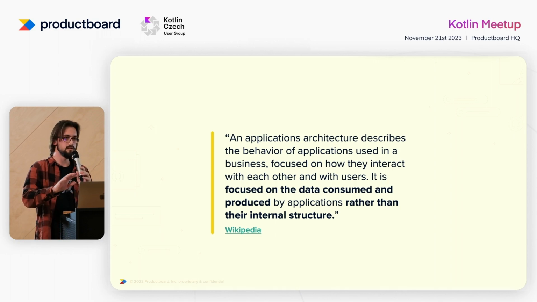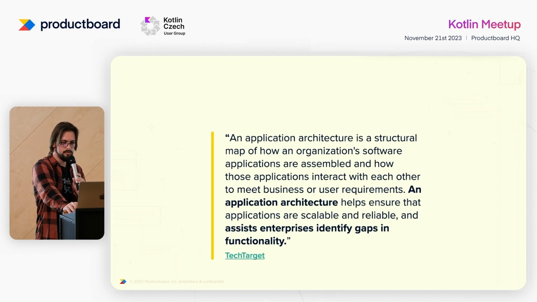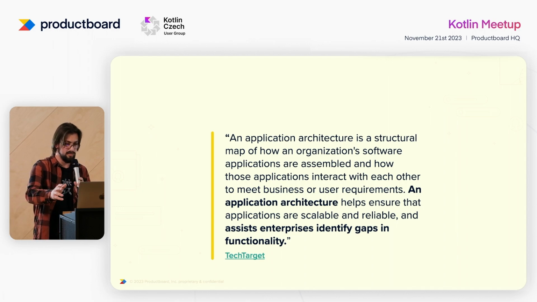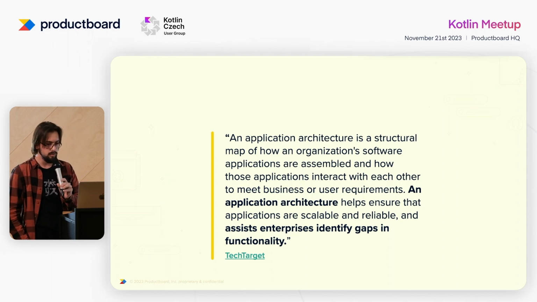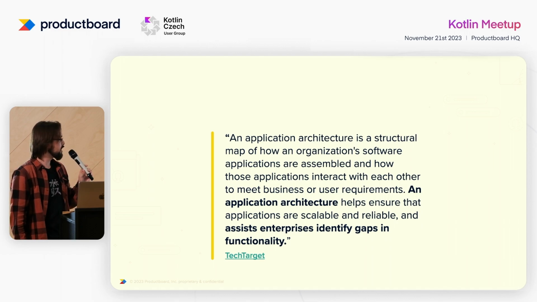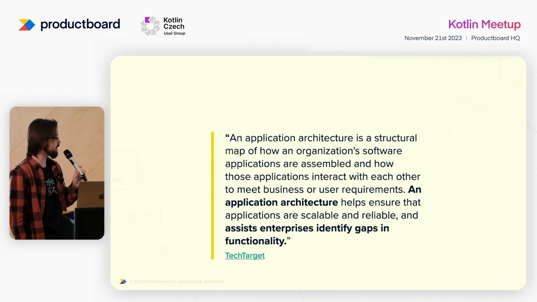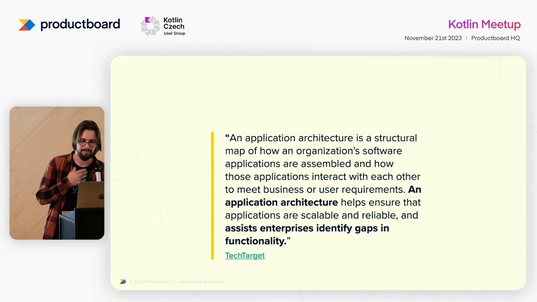Okay, Wikipedia never disappoints. Perfect description as always. But let's see some other definitions so we have the bigger picture. Next top link is a topic on TechTarget. Pretty much the same thing with the exception of the last part that I find really weird, to be honest. An application architecture ensures that applications are scalable and reliable. Okay, so good so far. And assists enterprises to identify gaps in functionality. Like, this is weird. I have no idea how application architecture can help to assist gaps in functionality.